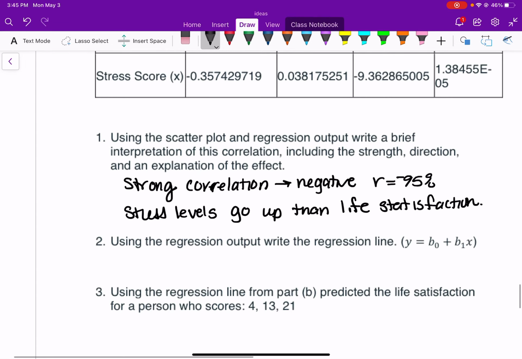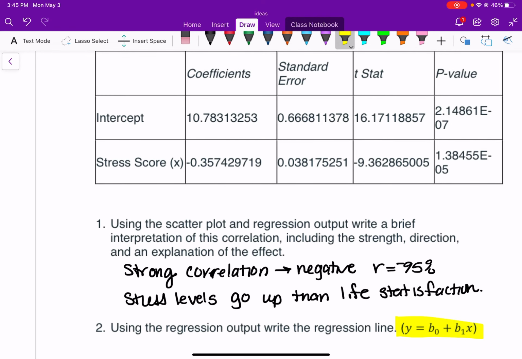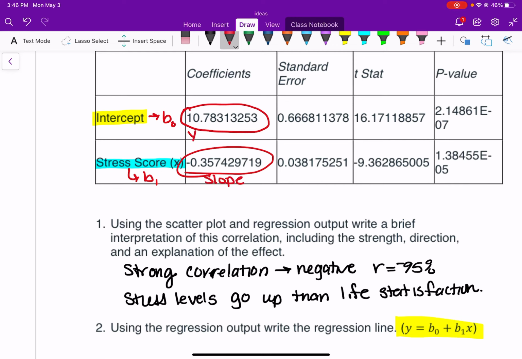Now the second one says we want to write the regression analysis line. And if you did the regression homework for the Excel assignment, you should know how to do this. One shouldn't have been too bad because you're just literally picking out values. Remember here, the intercept, this is going to be your B sub 0. And what I'm talking about is this guy right here. And then the stress score X here, this is going to be your B sub 1, this guy right here. So this is your slope. This is your y-intercept.